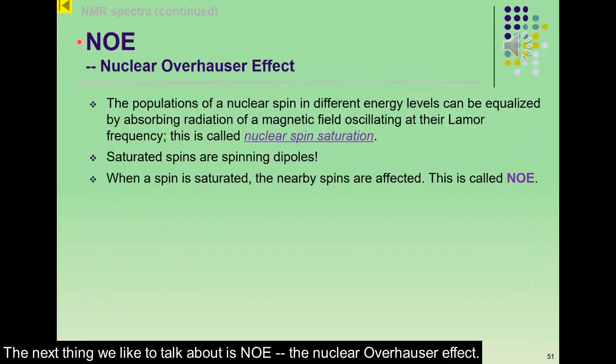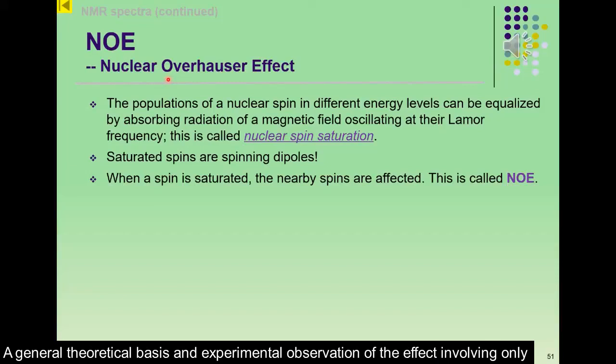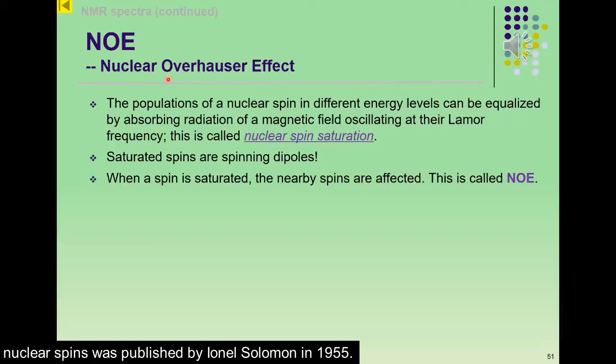The next thing we'd like to talk about is NOE, the nuclear Overhauser effect. It's named after Albert Overhauser, who proposed the idea in 1953. A general theoretical basis and experimental observation of the effect involving only nuclear spins was published by Lionel Solomon in 1955.